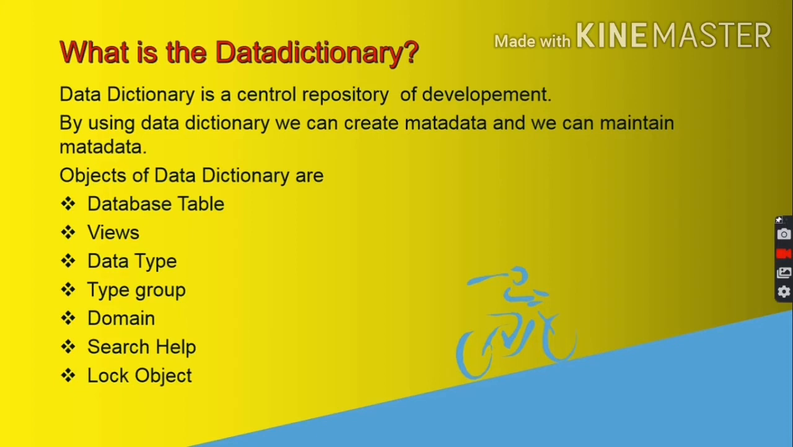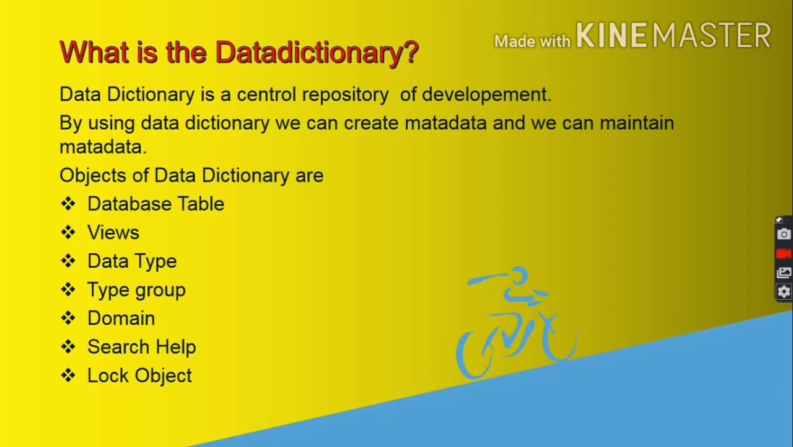Okay, the first question is data dictionary. What is the data dictionary? They will ask. A data dictionary is a central repository of development. By using the data dictionary, we can create metadata and maintain metadata. Sometimes they will ask, what are the data dictionary objects? Data dictionary objects are database table, views, data type, type group, domain, search help, and lock object. Inside the data type, we can create a data element, structures, and table type. So this is the first question actually.